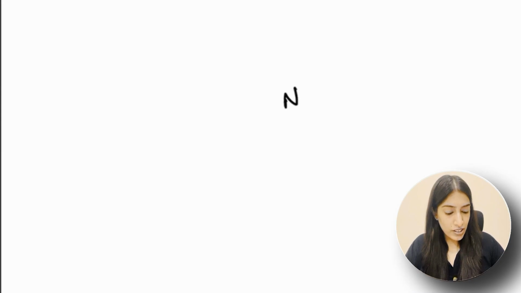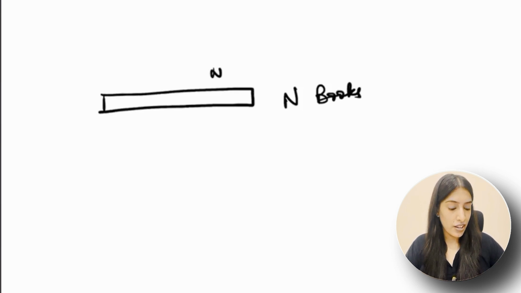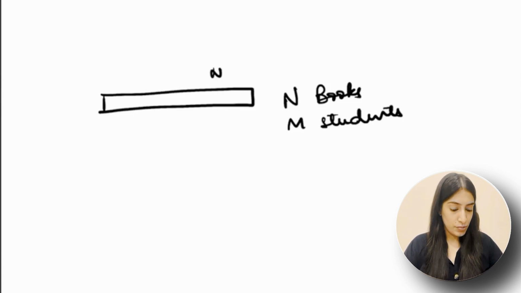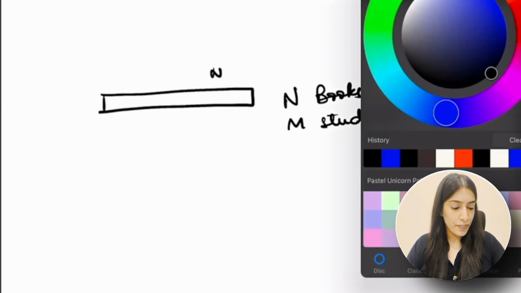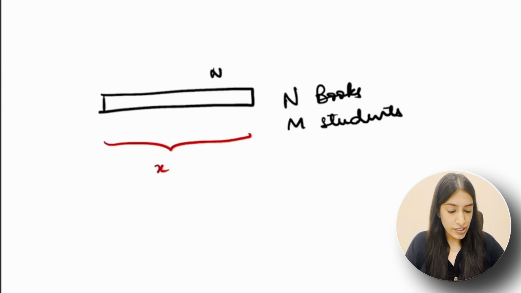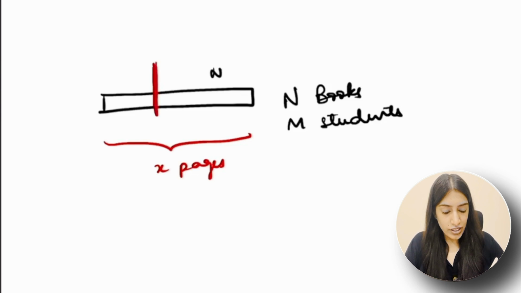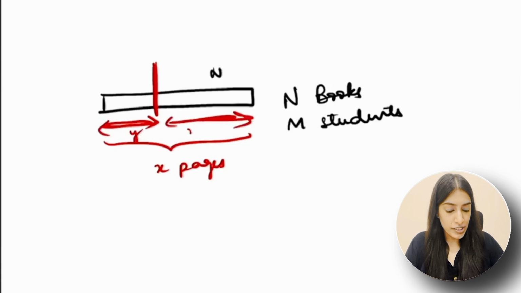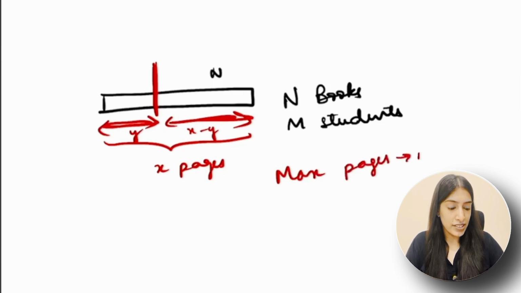So we are given n books, so the array is of length n. And we are given m students. Now we have to divide the books. Suppose there are 2 students. Let's take this to understand. Suppose a total of x pages are present in all the books combined. Now say one student gets y pages. So the second student will get x minus y pages. So you have to make sure that the maximum pages that a student gets is minimized.